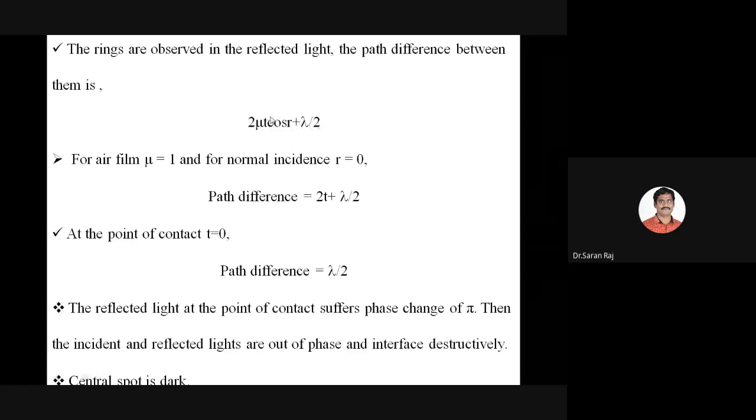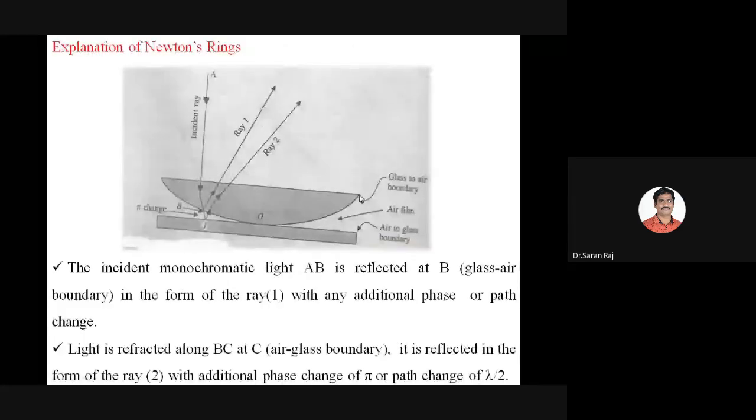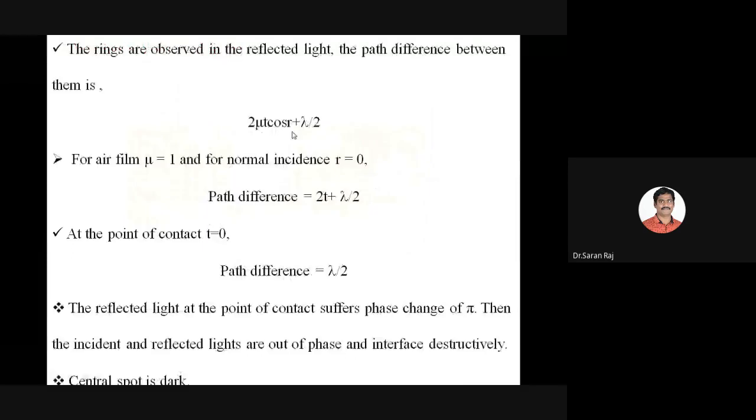Okay, so in this path difference condition, let us consider the meaning of the terms. Mu is the refractive index, and t is the thickness of the air film between the plano convex lens and the plane glass plate. Cos r relates to the angle of the ray reflected in this lens. Lambda by 2 is the path change of the rays.